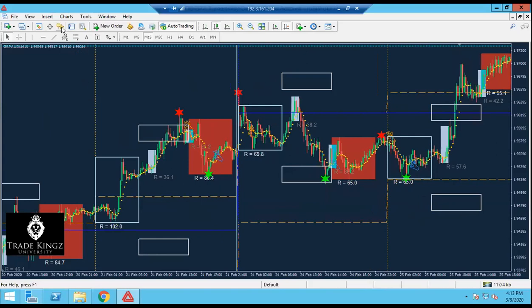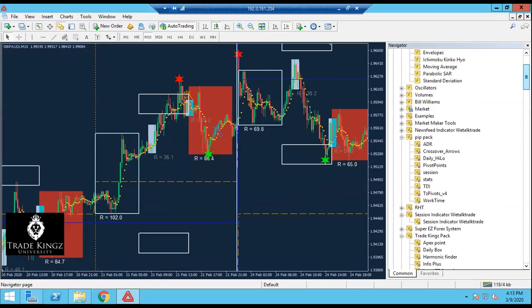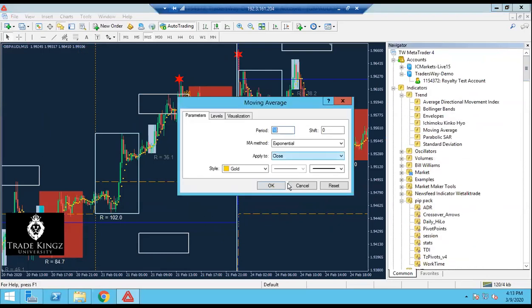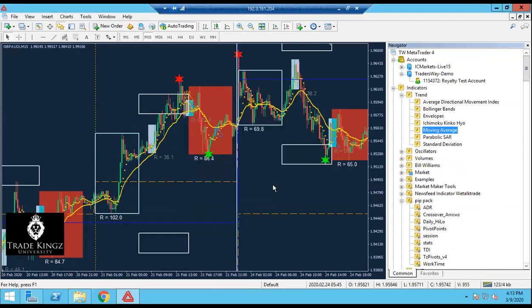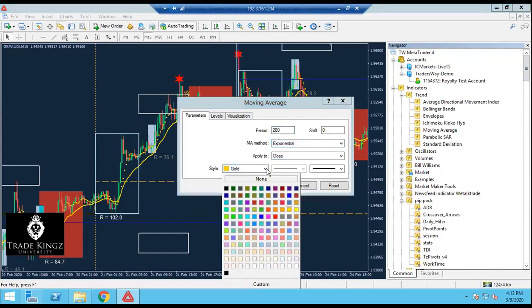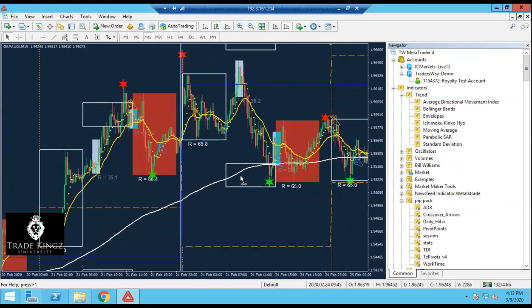So let me add this that I didn't add on to my chart, the moving averages. There's the 18 there, and here's the 200. Okay. So basically what I'm looking for.